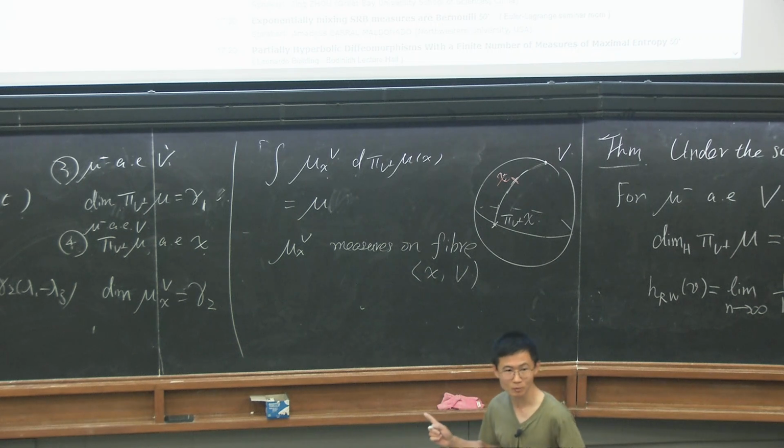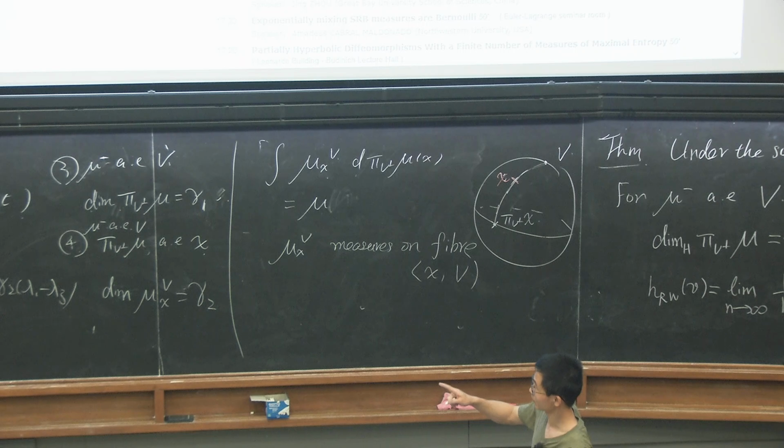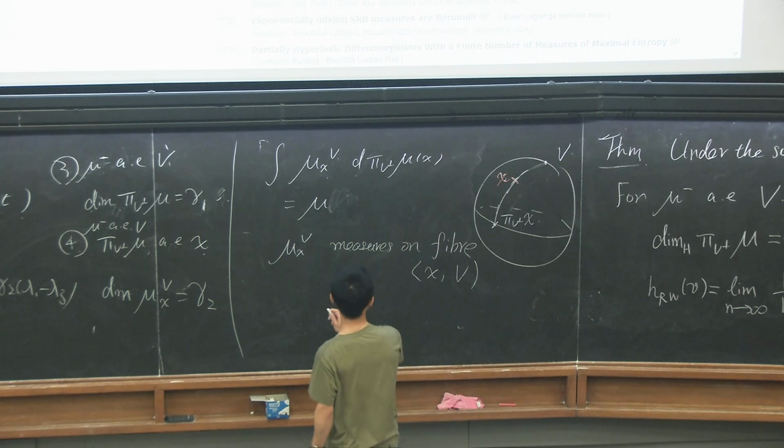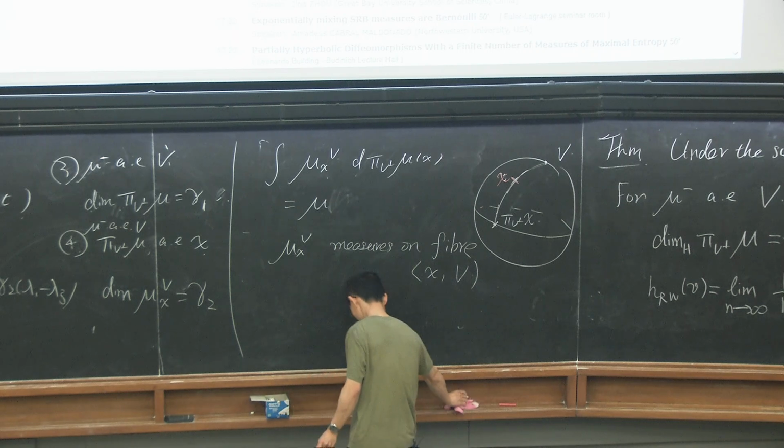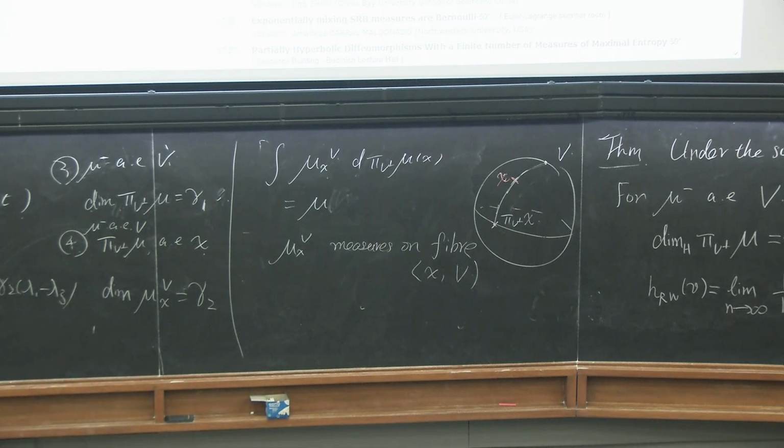Then using this Ledrappier-Young formula, we can go from the projection version to the original version. So let me give the proof. The proof is not that difficult.